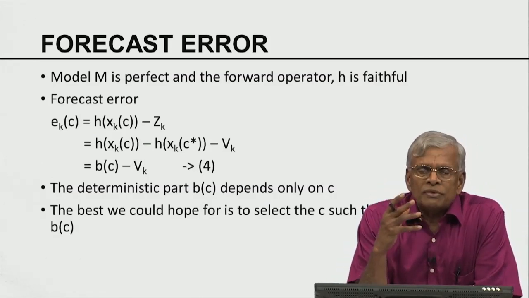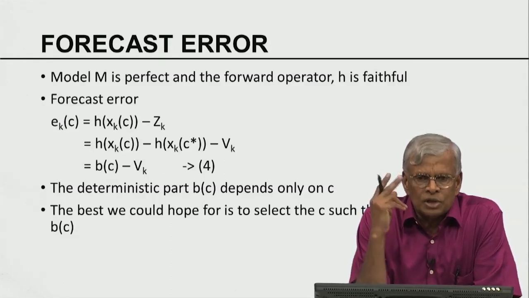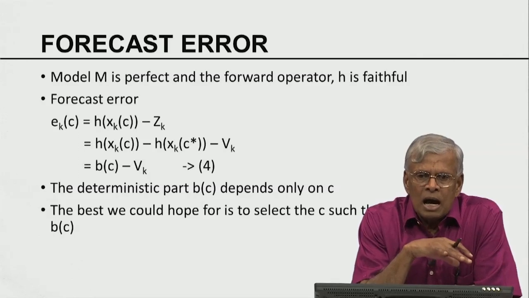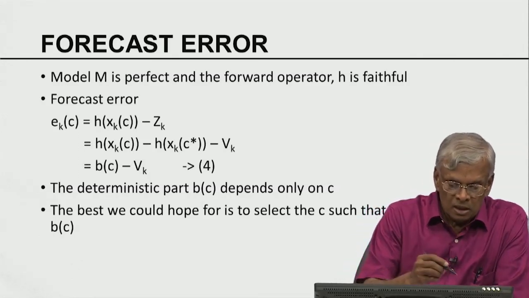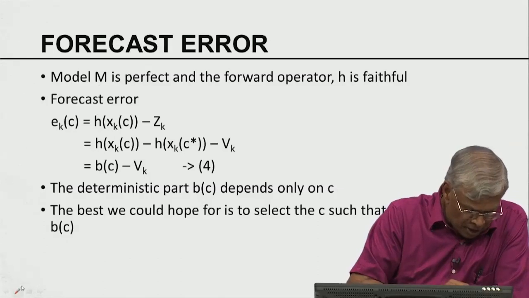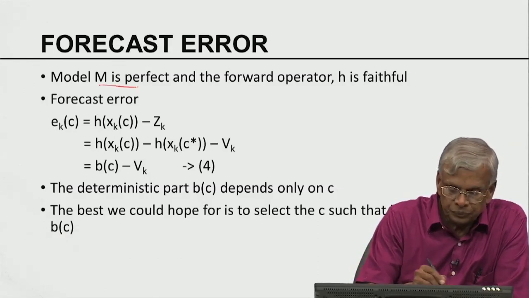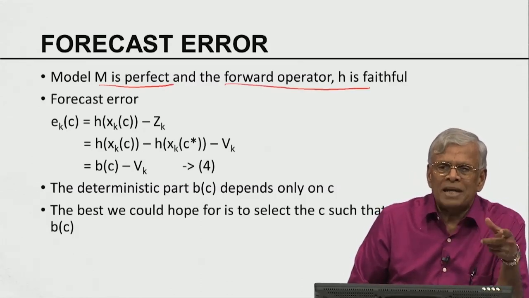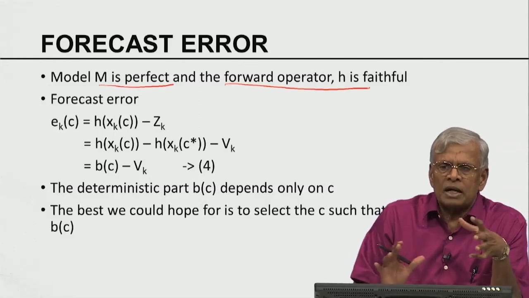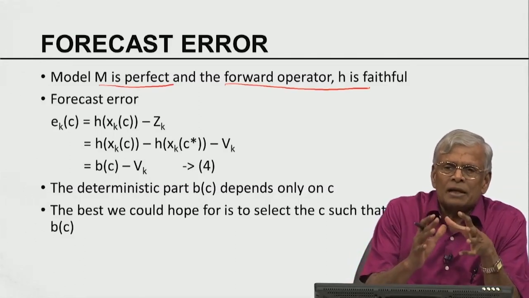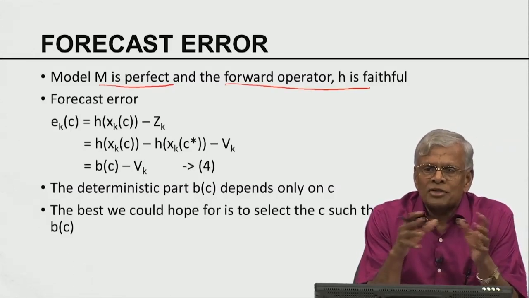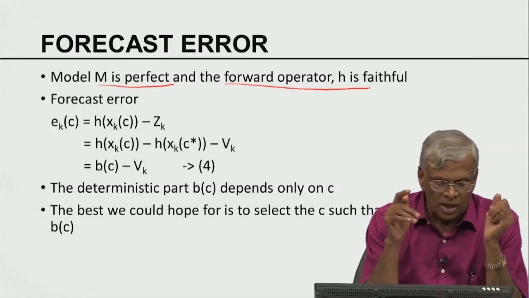It is useful to think about a classification of forecast errors, which we have alluded to in module 1 itself, but it is worth repeating some of the principles of classification of forecast errors for our purpose. The model is perfect, we are assuming that the model is perfect. We are assuming the forward operator H is very faithful, that means the physics that is part of H is very good. That means the relation between the model state and the observation is pretty accurate.